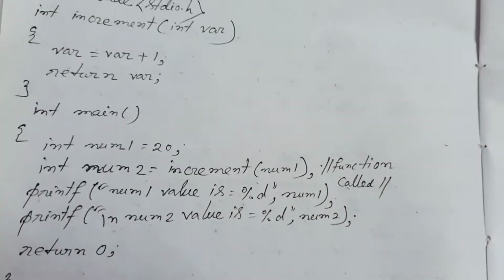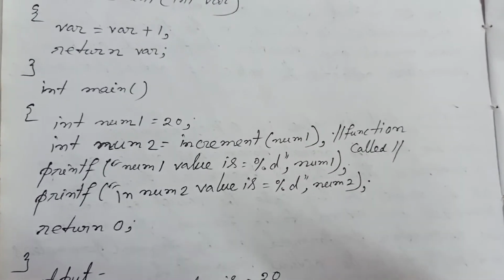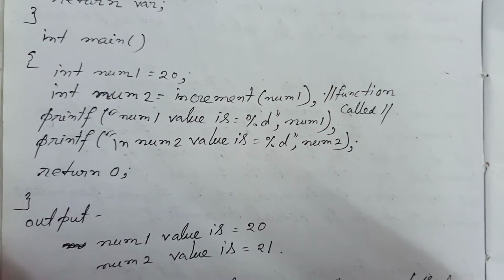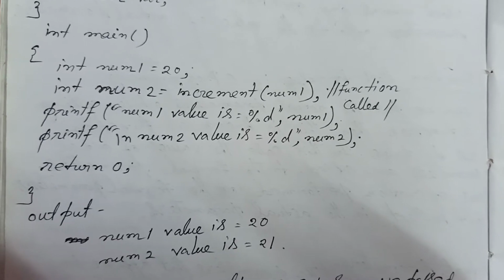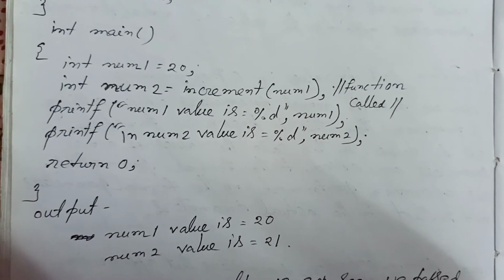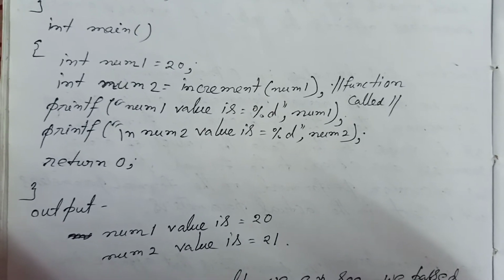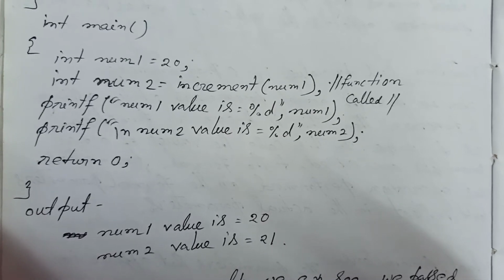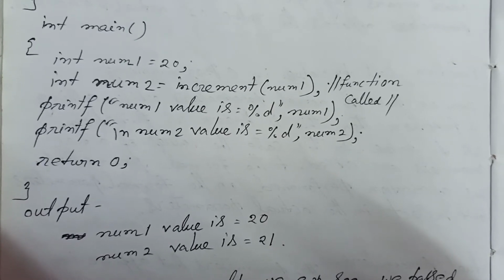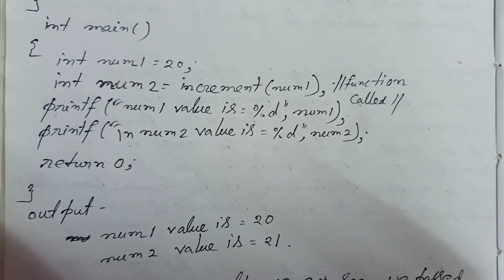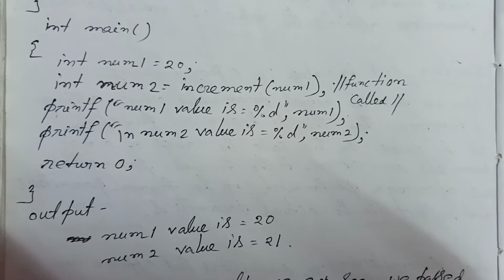Next, without the main function we cannot complete the program. So int main start. int num1 equal to 20. int num2 equal to increment of num1. Here the function is called, that means the user defined function is called.